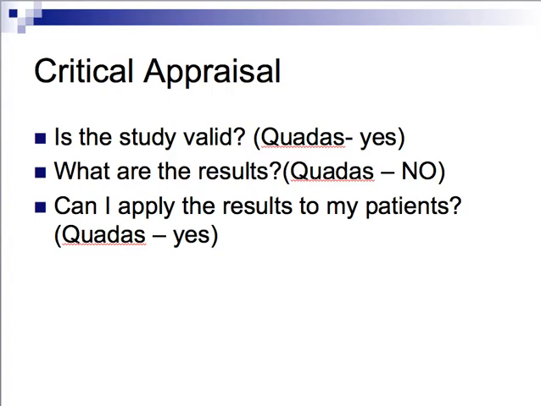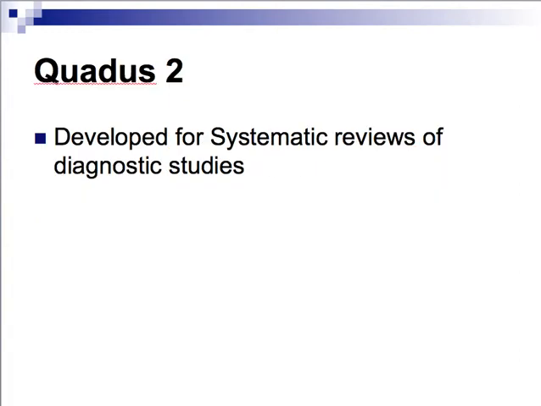The QUADAS is meant to answer the first question and the third, but not the question of what are the results. So that'll be dealt with separately. In particular, the QUADAS was developed for systematic reviews as a way of grading studies so they can be compared across different studies that were performed on the same topic.